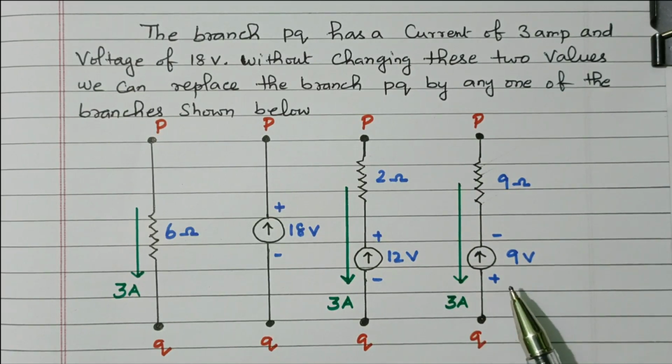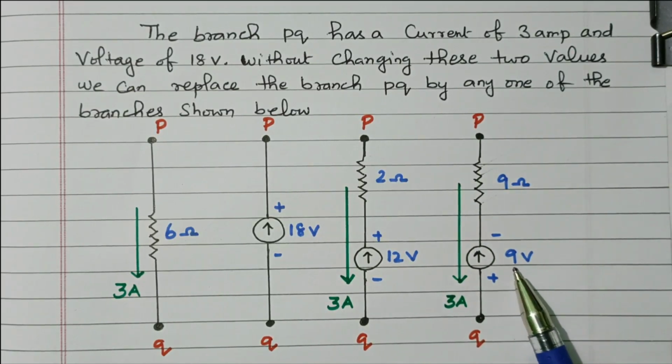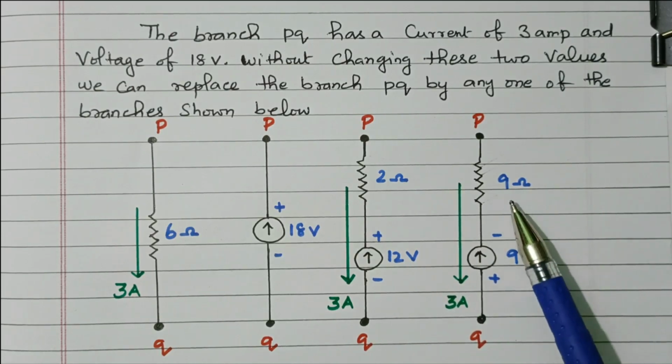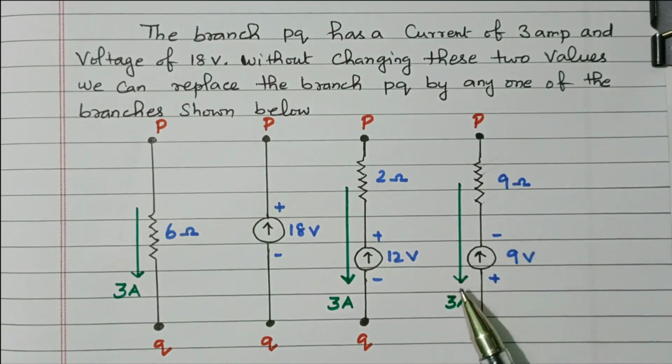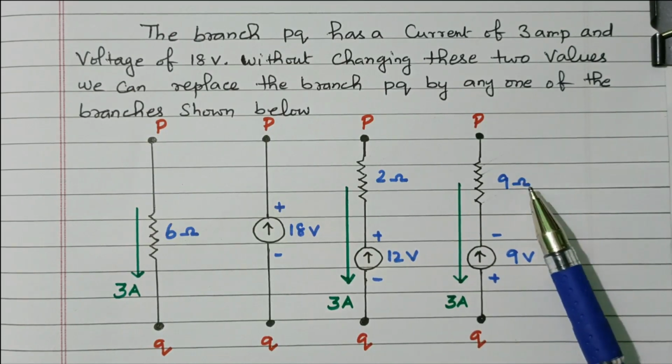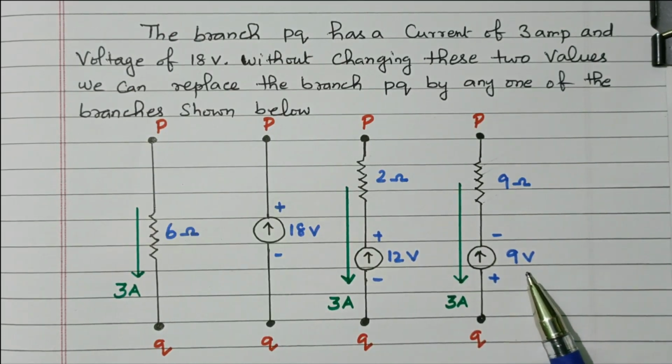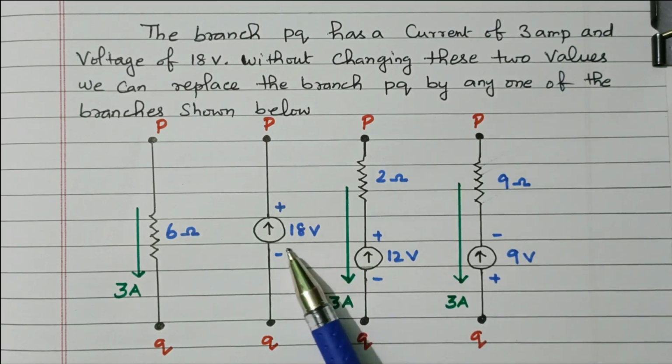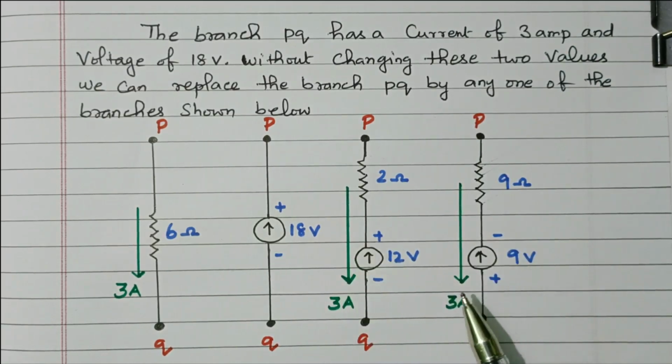In the third possibility, a 9 voltage source is connected in reverse order, so that we get minus 9 voltage. But we have one 9 ohm resistor available. So 9 into 3, 27. 27 minus 9, we will get 18 voltage. So in all the cases we are getting 18 voltage, right?